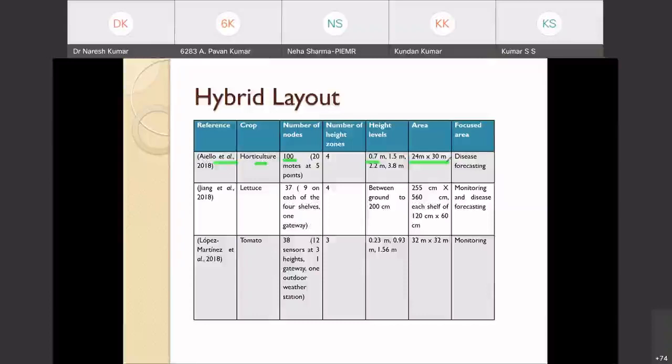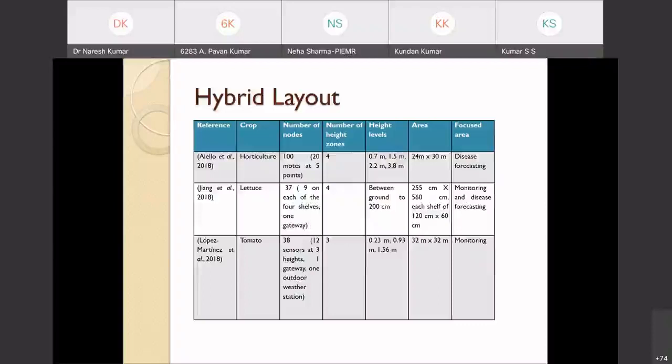Disease forecasting. Then we had lettuce, 37 nodes, 9 on each of the 4 cells, 1 gateway, between the ground and 200 centimeter, for monitoring and disease forecasting. And we have another for the tomato, with the number of nodes as 38. That also has sensors at three heights and one gateway, one outdoor weather station, and these are for monitoring.